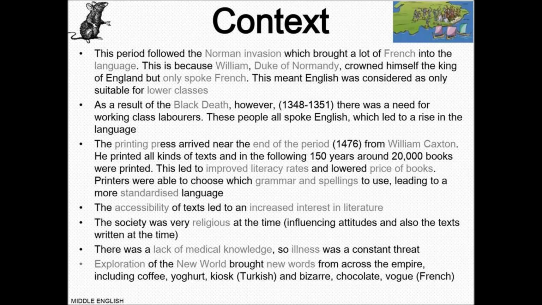The society was very religious at the time, influencing attitudes, and also the texts that were written. There was a lack of medical knowledge, so illness was a constant threat. The exploration of the New World brought new words from across the empire, including words like coffee, yogurt, kiosk, which is a Turkish word, and bizarre, chocolate, bhog. These words become very important. These were the French words.